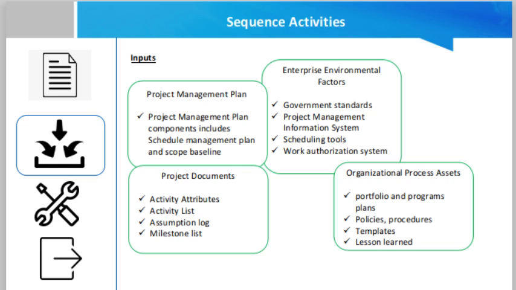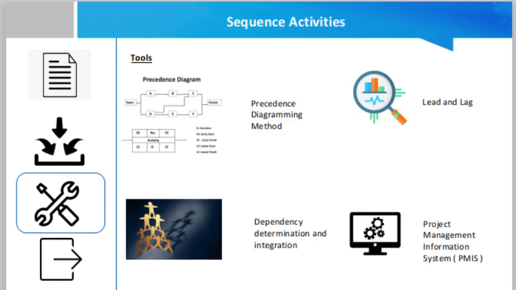For example, if a project demands that a garden has to be open to the public in the next 2 weeks, the manager might consider recruiting human resources personnel prior to organizing a volunteer based event. Okay, then next we can talk about the tools. Friends, the tools basically are the precedence diagramming method, leads and lags, dependency determination, and project management information system.